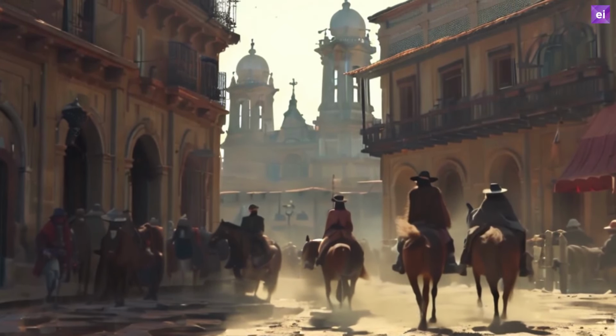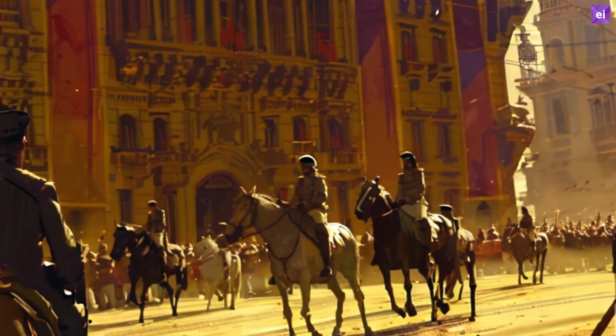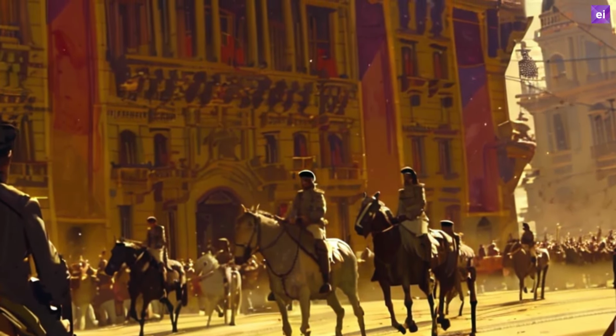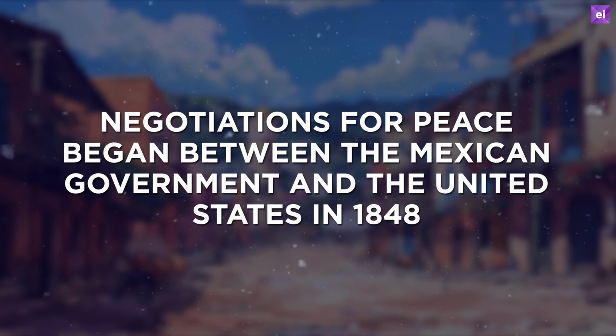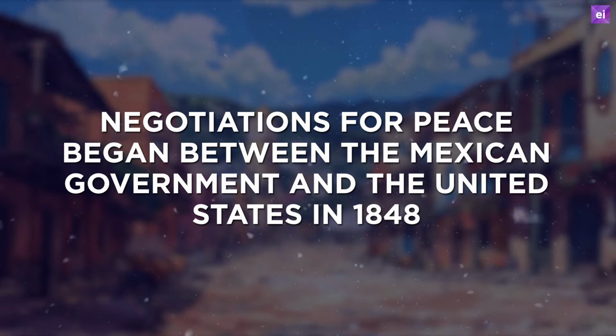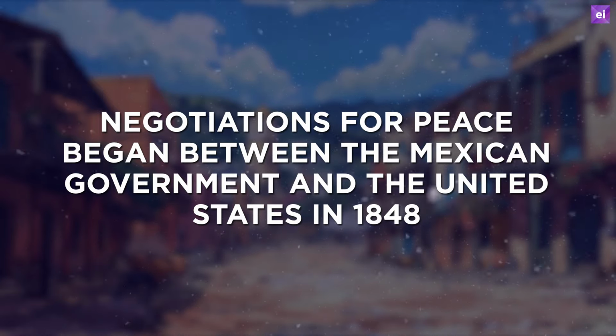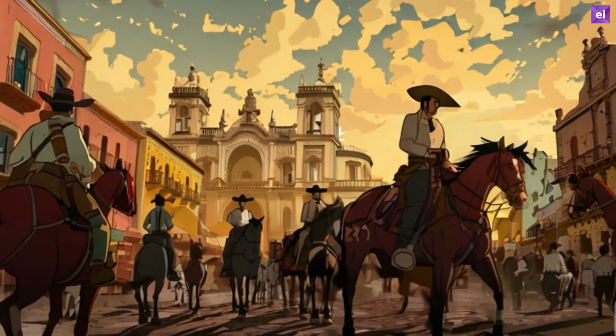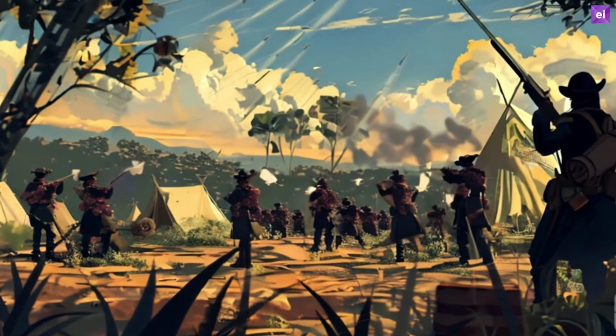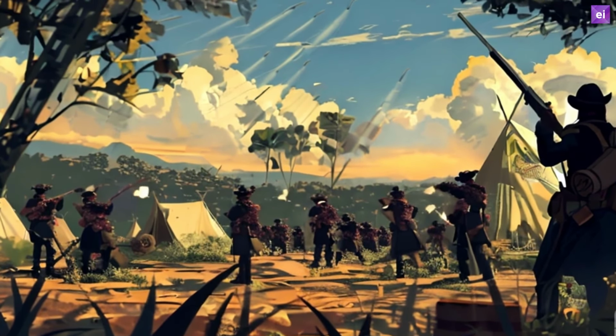While President Polk and other expansionists advocated for the annexation of all Mexico, negotiations for peace began between the Mexican government and the United States in 1848. These negotiations led to the signing of the Treaty of Guadalupe Hidalgo, which brought an end to the war.